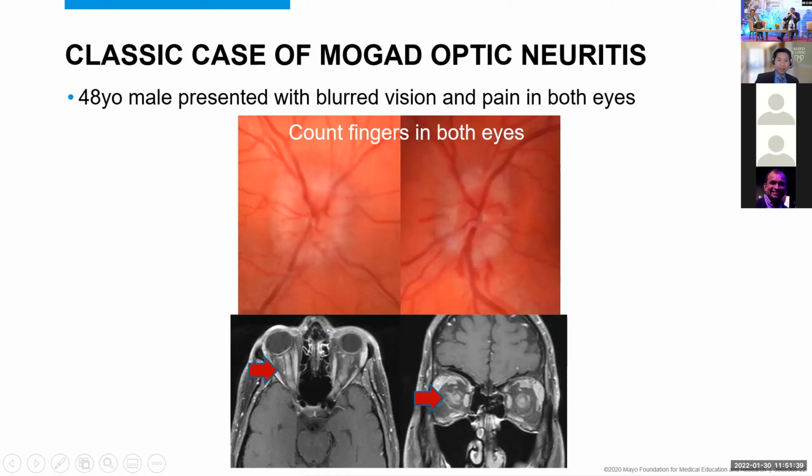We got an MRI of the orbits, and what you can see is this profound enhancement of the optic nerves that not only involves the optic nerve, but actually involves the optic nerve sheath and the peribulbar fat. And this is actually a very classic radiologic sign of MOGAD. Just like Dr. Flanagan stepped through these radiologic features of myelitis that might make you think MOGAD versus NMO, this is one that can make you think about MOGAD.